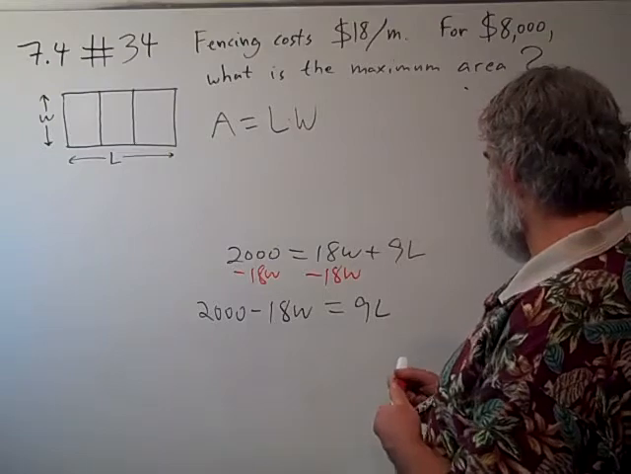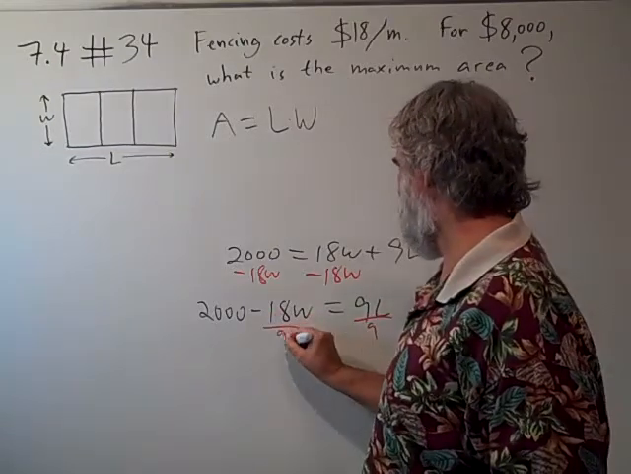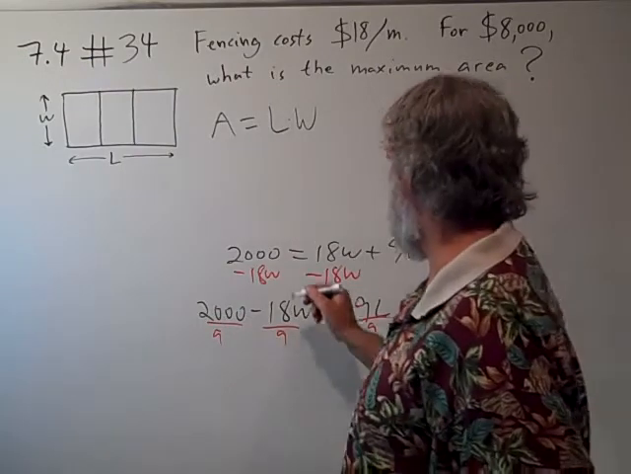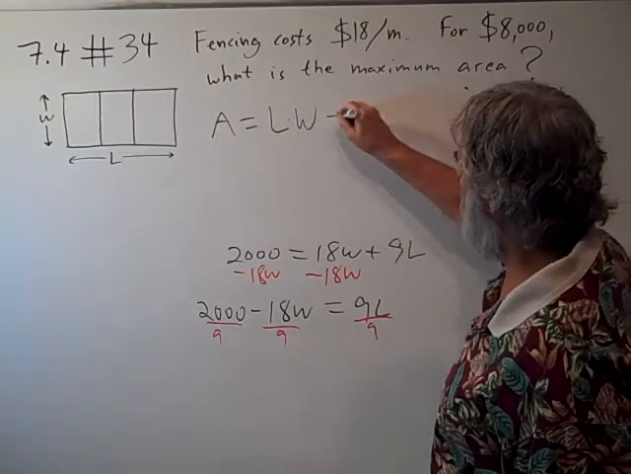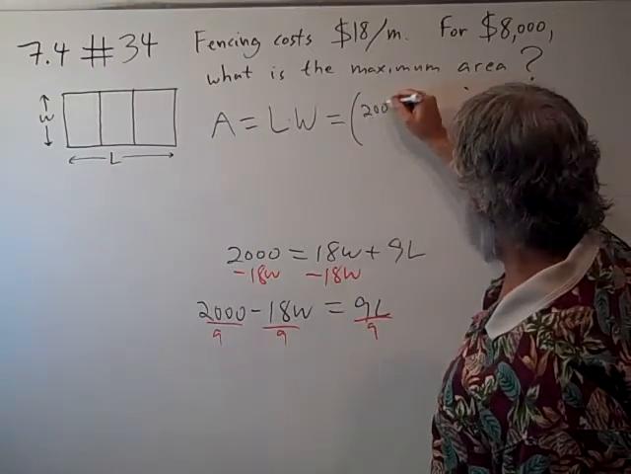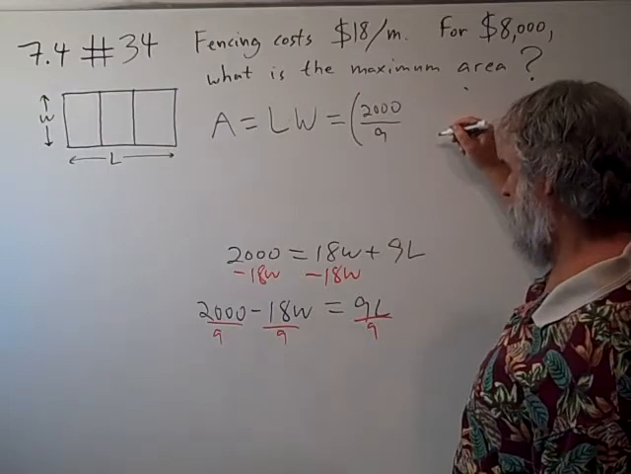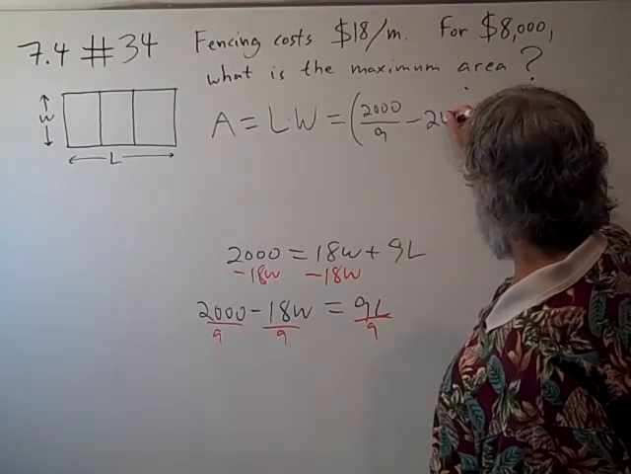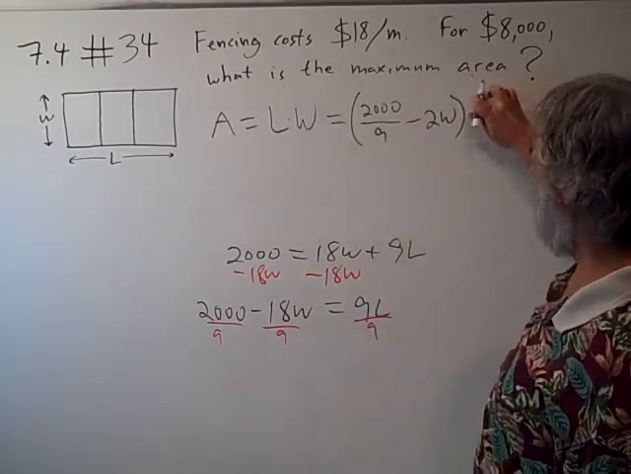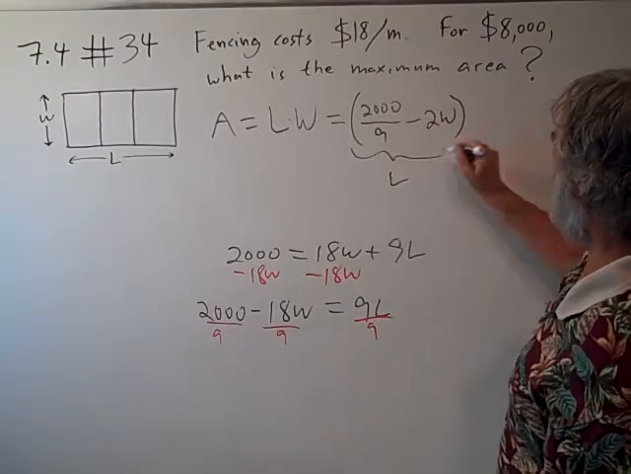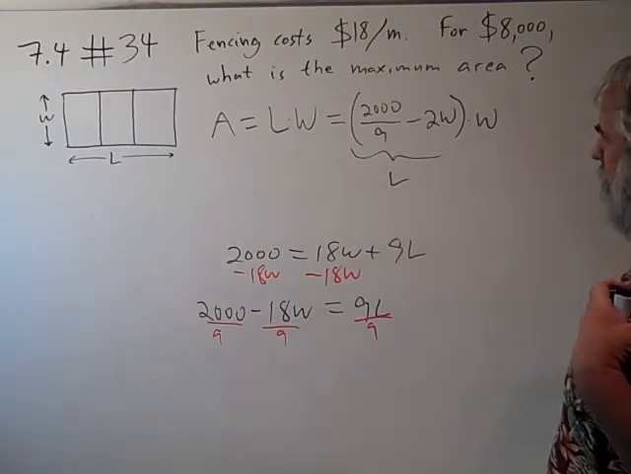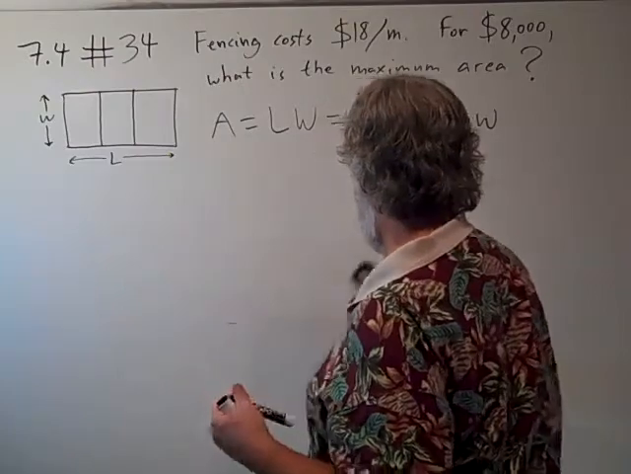Dividing both sides by 9, or multiplying both sides times the 9th and distributing it, we get that L is equal to 2,000 divided by 9 minus 2W, because 9 goes into 18 twice. And that's L, this is all L, times W. So once again we found we have a parabola here. The area as a function of W is a parabola.